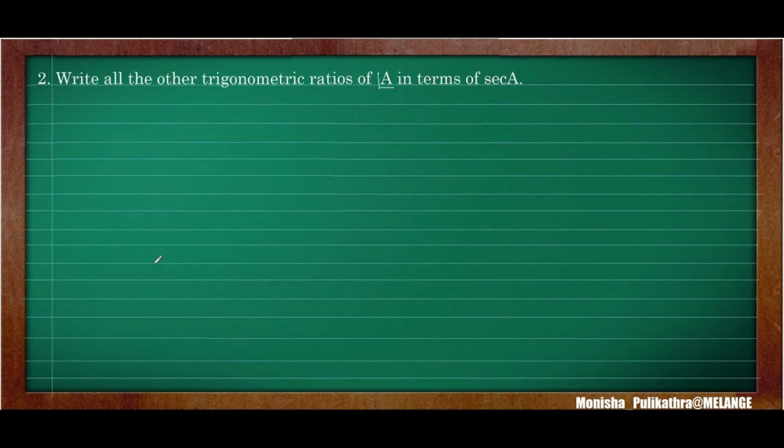Moving on to the second question. Here we need to find all the trigonometric ratios in terms of secant A. So the formula must be in the form of secant A for all the trigonometric ratios.